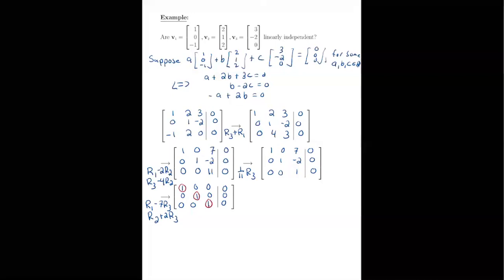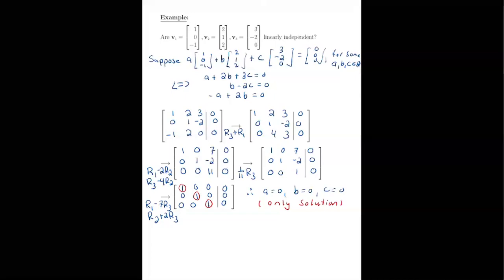The solution to this system is that A is equal to 0, B is equal to 0, and C is equal to 0. So we have a unique solution. This is the only solution, the trivial solution 0, 0, 0. So our conclusion is that these vectors are linearly independent, because the only solution of this linear combination being equal to the 0 vector is for all coefficients to be 0.